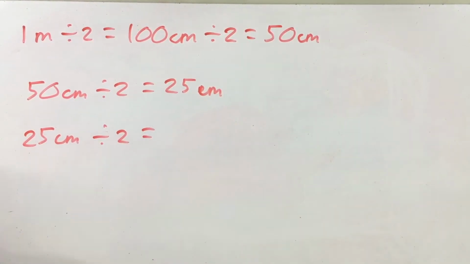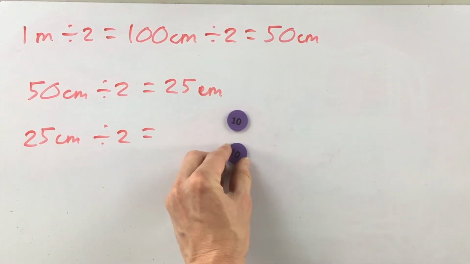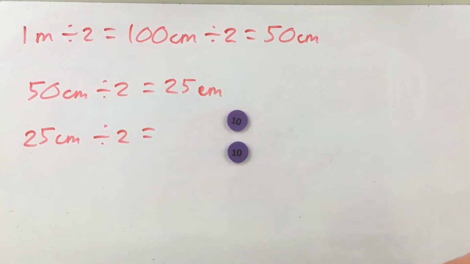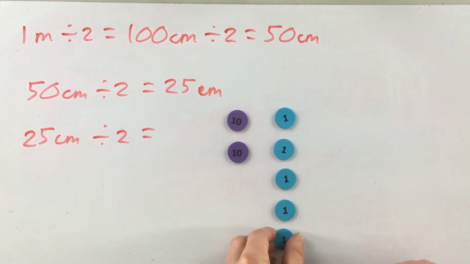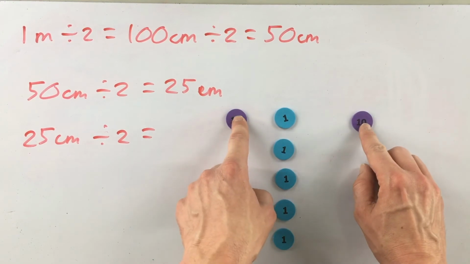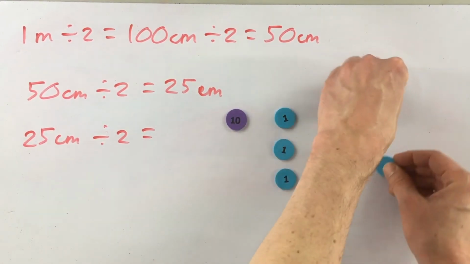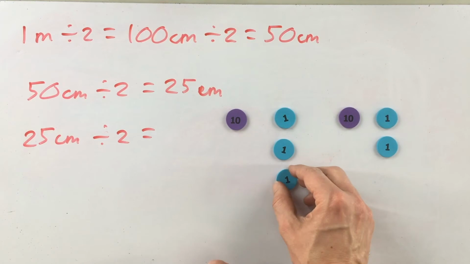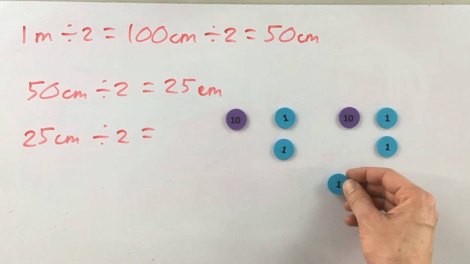I'm going to show you how to do this with coins. So you've got 20 and 5. So to halve this number, we need the same on both sides. So I can split the tens. Now with the ones, I can put 2 on each side, but I've got this one left over.